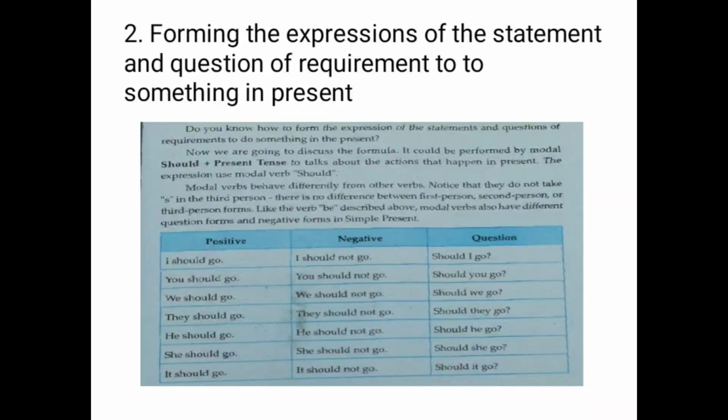For the questions column, should I go? Should you go? Should we go? Should they go? Should he go? Should she go? Should it go?